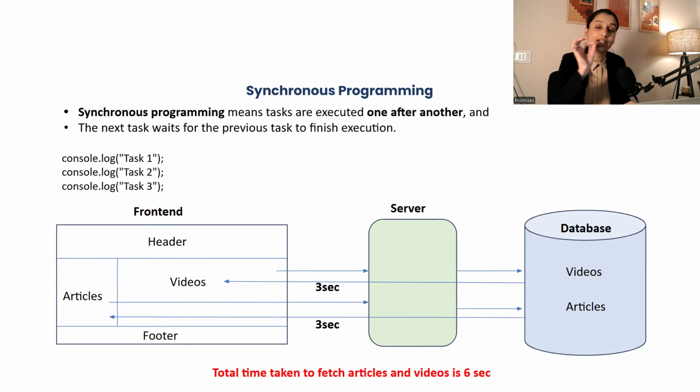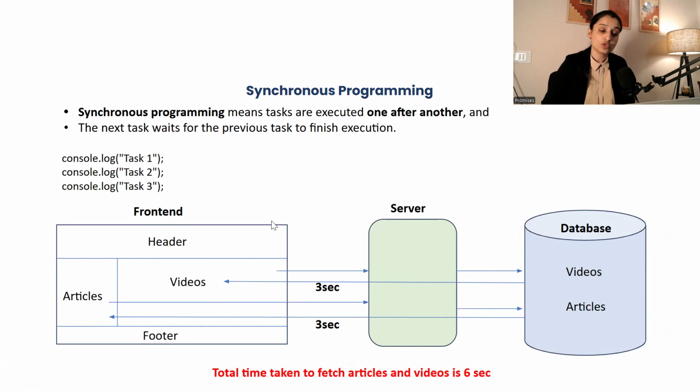Because once I send one request to fetch videos, until it fetches all the videos, I have to block execution of further tasks, because that is synchronous programming. Once all the videos are fetched after 3 seconds, then the next task will be executed, which is nothing but fetching the articles. If fetching articles takes again 3 seconds, it will wait there only. It won't move towards the next task. That's why it will take 6 seconds to fetch videos and articles. This is the drawback of synchronous programming.